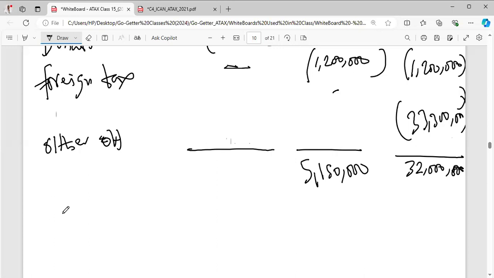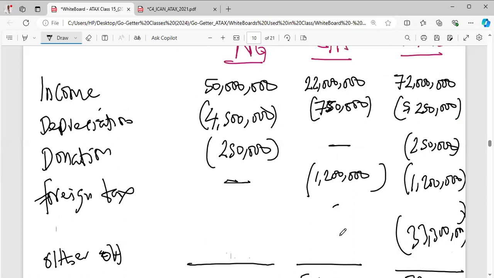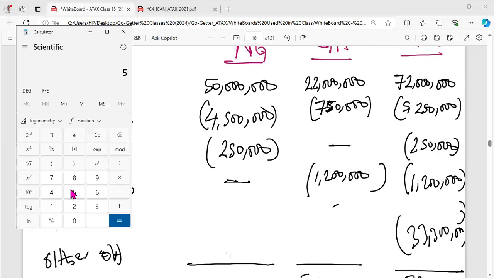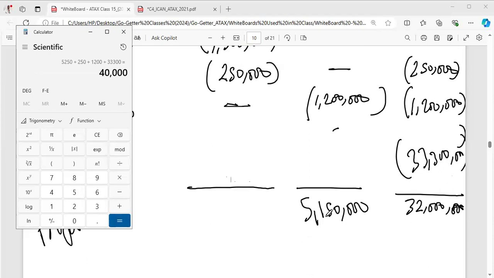If the profit here is 5150, which part of these other expenses will go to Ghana? Because if you look at this overhead now, we are adding everything here. Let's add again just to be sure: 5,250 plus 250 plus 1,200,000 plus 33,300. That gives us our 40 million. Now they said the profit attributable to Ghana is 5,150.